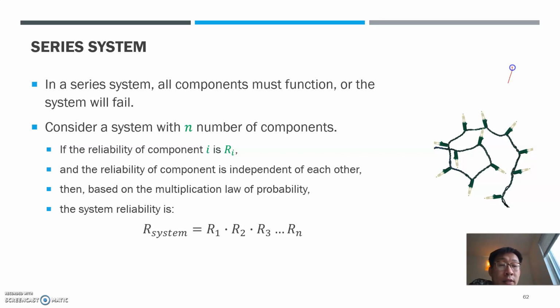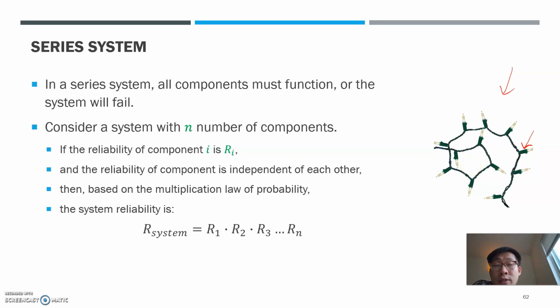If you remember seeing this, this is one of your cheap Christmas lightings. Sometimes, as long as one bulb is out, you see the entire line will be gone. Okay, that is what a series system is all about.